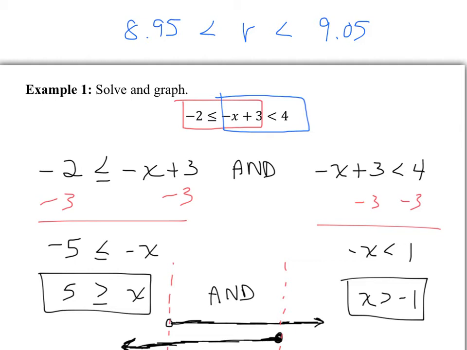So if I were to write this statement down, I would break this up like this. I would say 8.95 less than r, and r less than 9.05. And that's how I would visually see that. The radius of the ball is in between that range, so it's bigger than one number, but it's less than the other number. And that's what we do here. We carry that down, but with variables now, all variables.